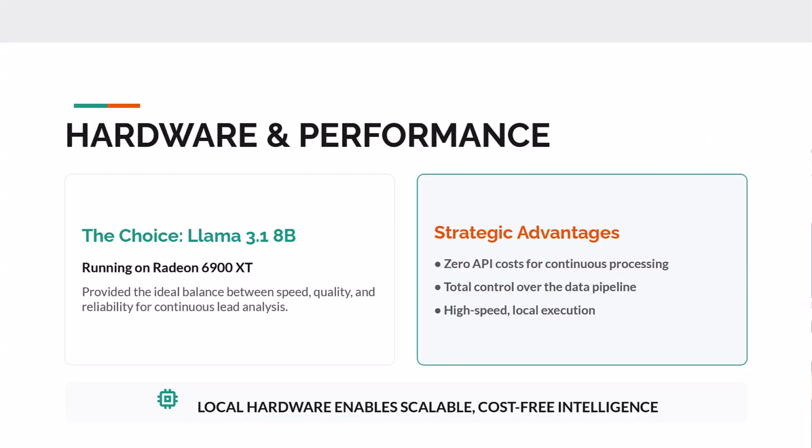I tested multiple models and eventually landed on Llama 3.1 8B. That setup gave me a strong balance between speed, quality, and reliability. Now, the system could analyze leads continuously without API costs stacking up in the background. And because it runs locally, I also gain much more control over the pipeline itself.